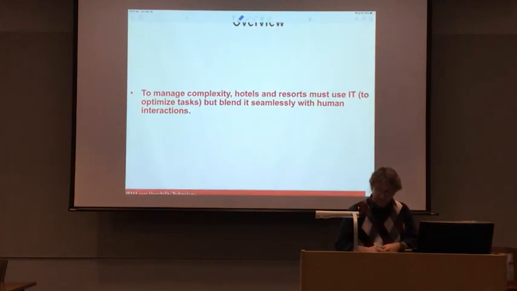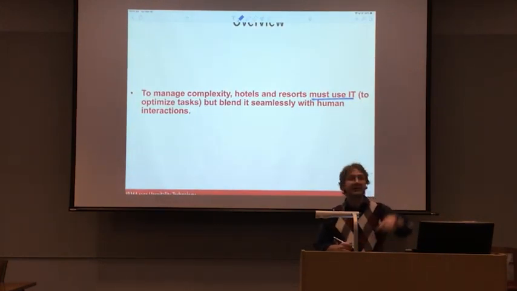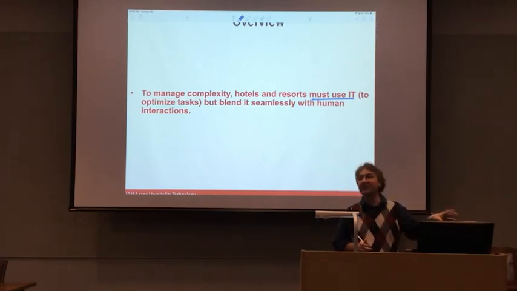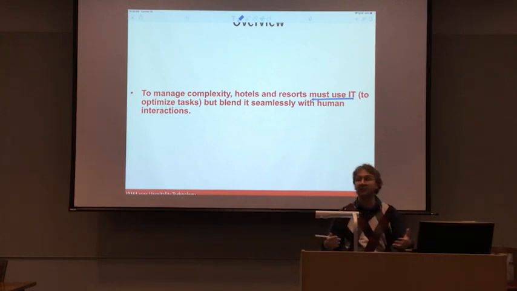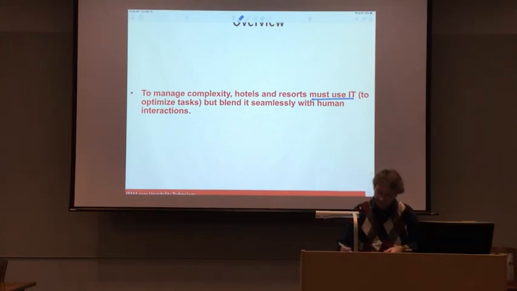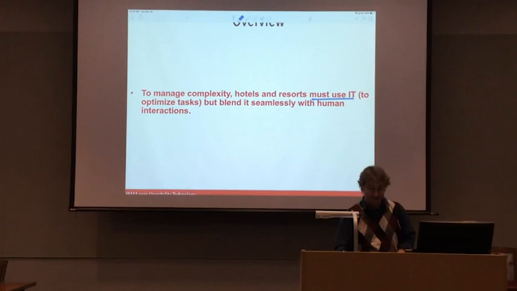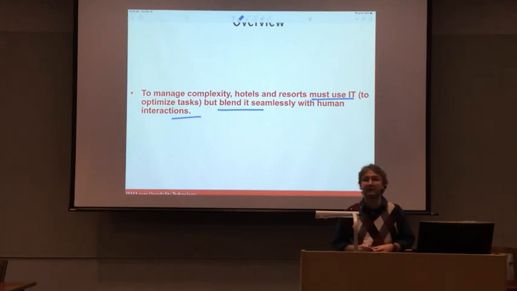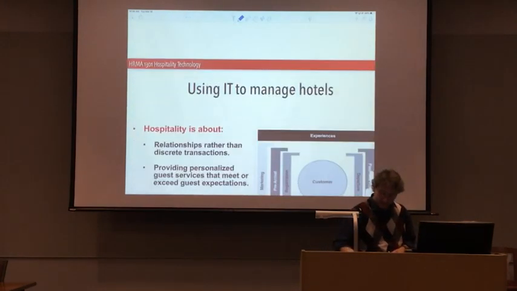So very cool, right? Hotels are complex. And to manage this complexity, they must use IT. I think, the example that I just gave you about the hotel where I worked in the beginning, I don't think they can do that anymore. I mean, they can probably manage the hotel at the minimum, but they're not going to get any strategic advantages. They're not going to do anything spectacular to position themselves, right? So they must use IT, first of all, to optimize tasks, but blend it seamlessly with the human interactions, right?